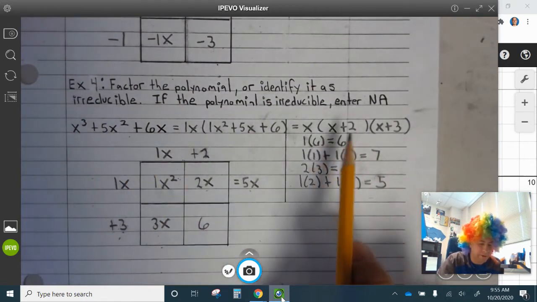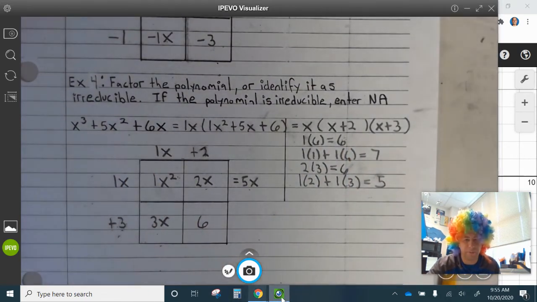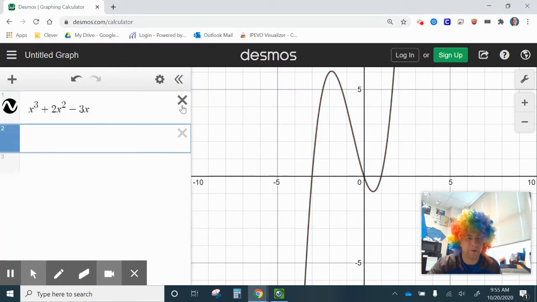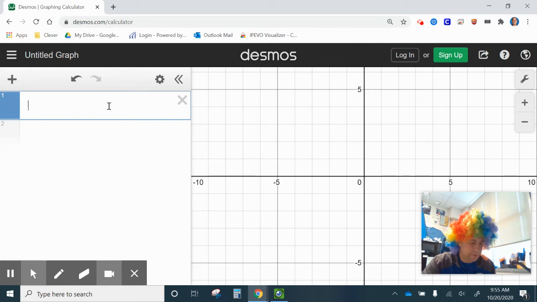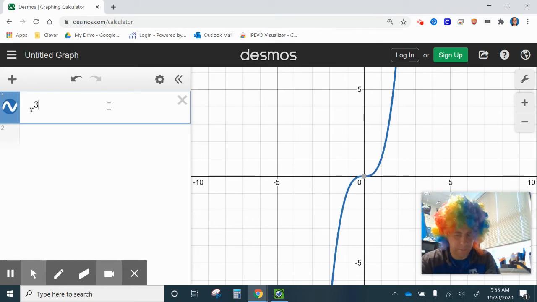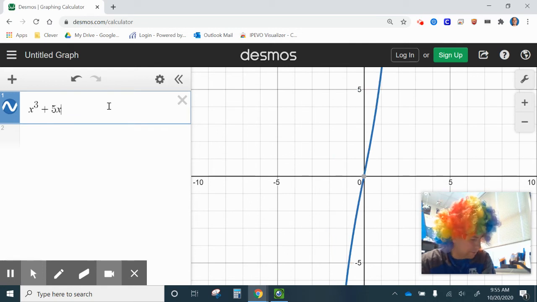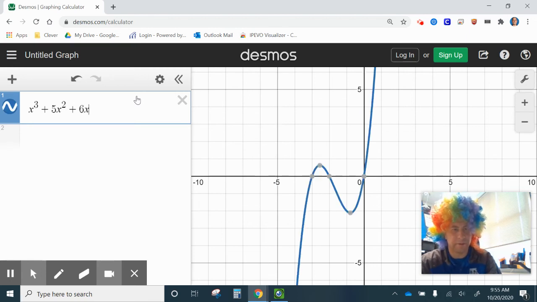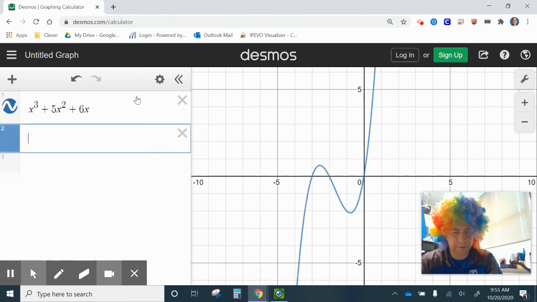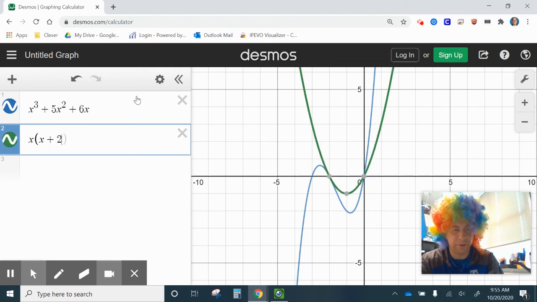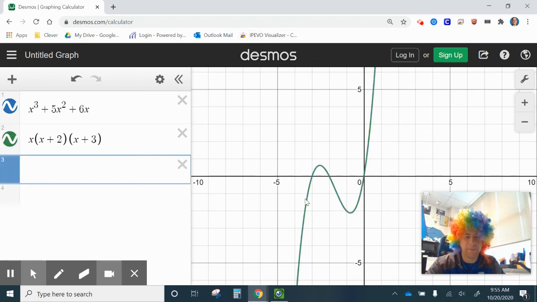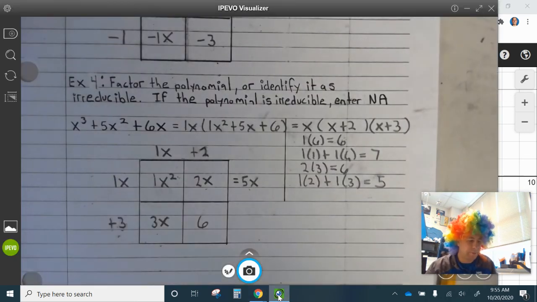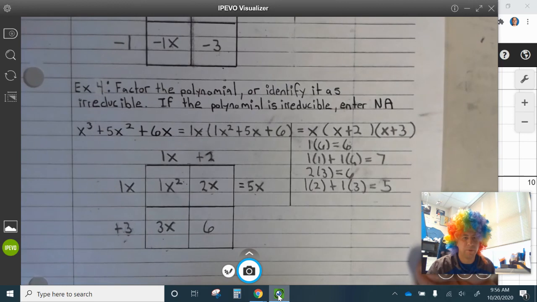Okay, and again, we're going to graph this and this to make sure that we factored correctly. Okay, so exit here. So let's graph x cubed plus 5x squared plus 6x. Okay, and then let's graph x parentheses x plus 2, x plus 3. And if we do this correctly, they'll overlap. They overlap, so this is the correct factorization of that. Okay, go and finish up example 4 and have a wonderful Wildcat day.